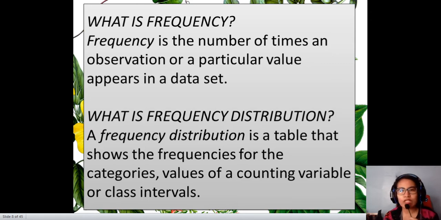A frequency distribution is a table that shows the frequencies for the categories, values of a counting variable, or class intervals. Class intervals are used if it is arranged in grouped data, because we will have a frequency distribution for ungrouped and grouped data.